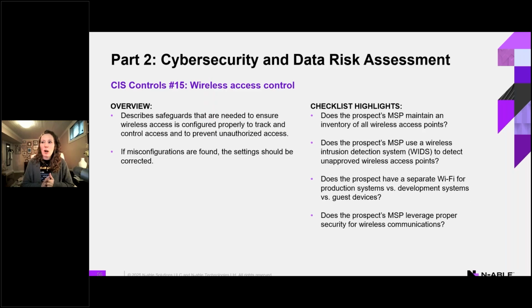Looking at number 15, wireless access control. This basically describes the safeguards that are needed to ensure that wireless access is configured properly, so that you're tracking and controlling that access and preventing unauthorized access. And if any misconfigurations are found, the settings have to be corrected. Here again, we're looking specifically at the security of wireless local area networks, access points, and wireless client systems, because who doesn't have a wireless system in their organization these days, right? It's just a natural part of the majority of network infrastructure.